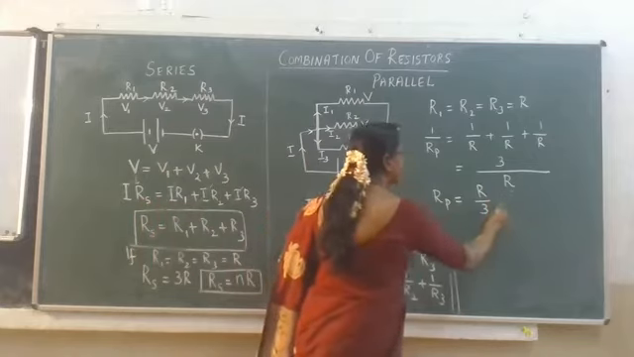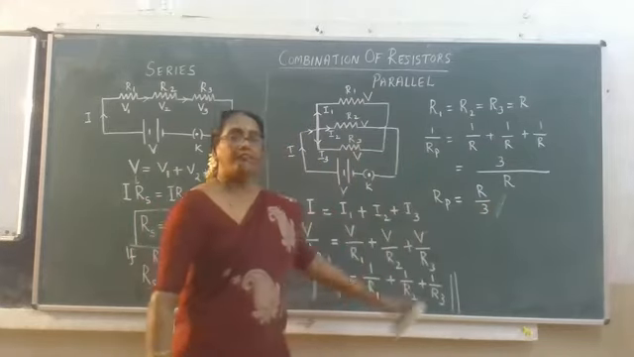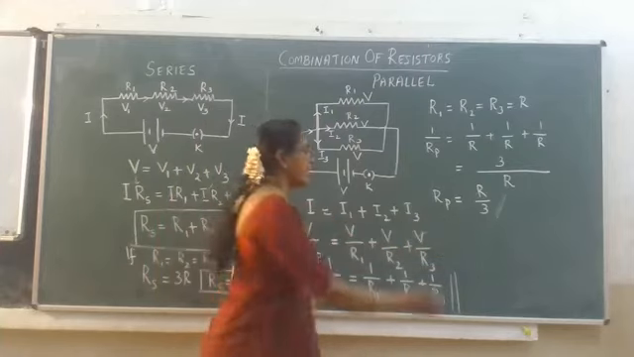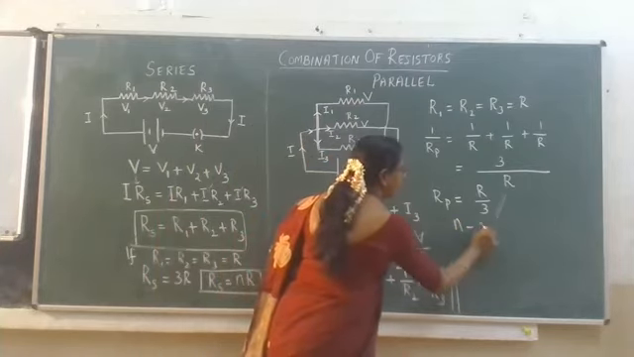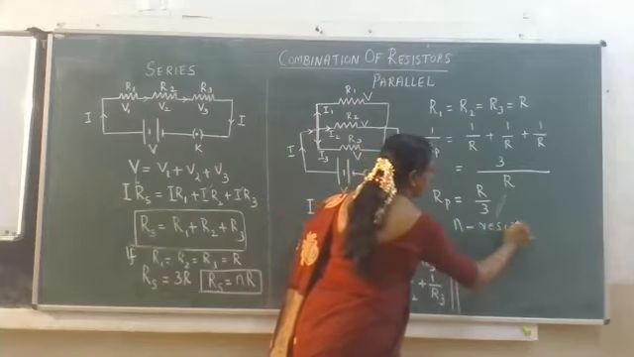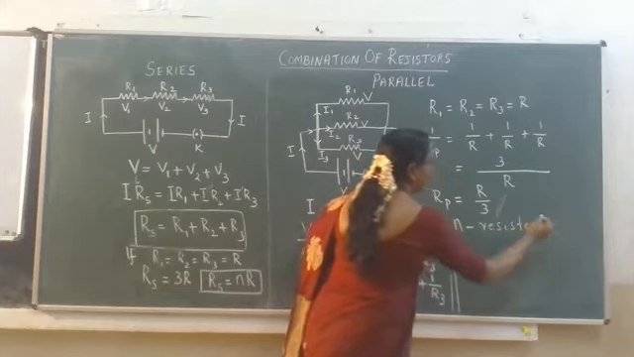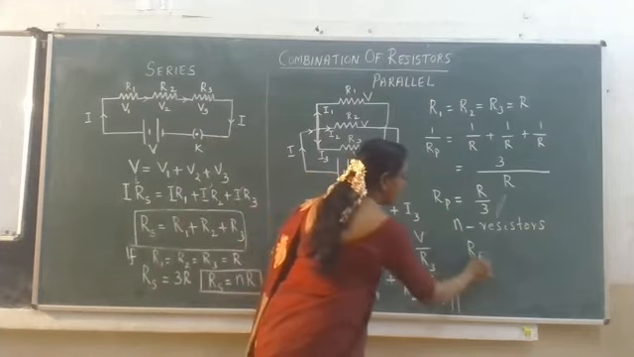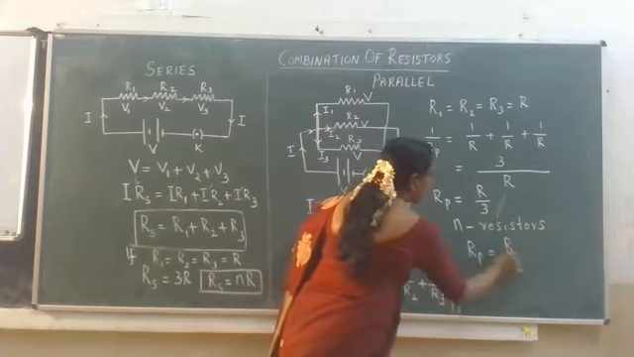So if 3 resistors are connected in parallel, we get the effective resistance Rp as R by 3. Instead of 3, if you connect n number of resistors, then this Rp will be equal to R by n.